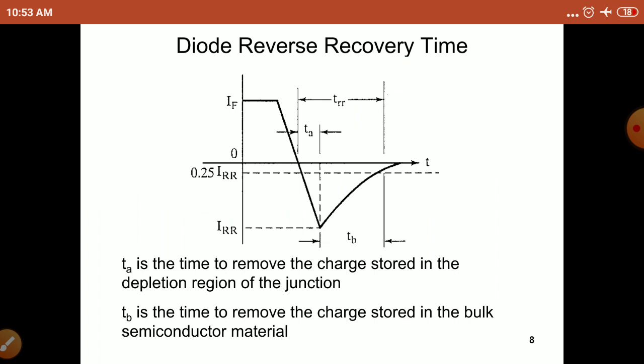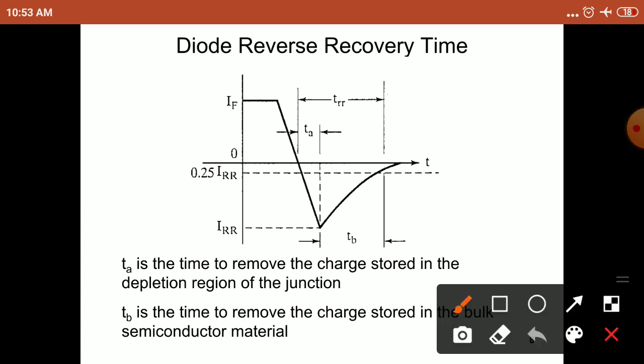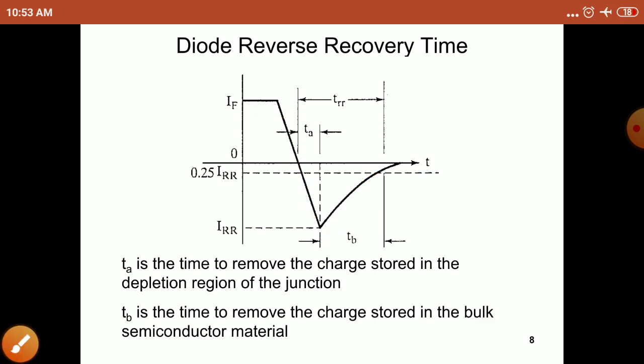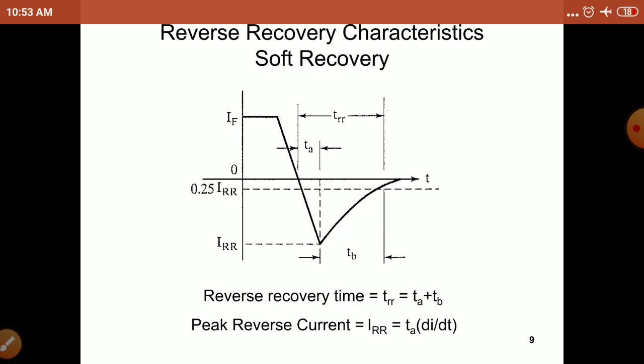Okay, that's about the reverse recovery time. Here current is flowing, then it enters reverse recovery mode, and it recovers back to the normal stage. It goes from high current to lower current, and after this operation the diode is reverted back to its normal operation. So the reverse recovery time TRR is the sum of TA plus TB. I told you what TA and TB are.